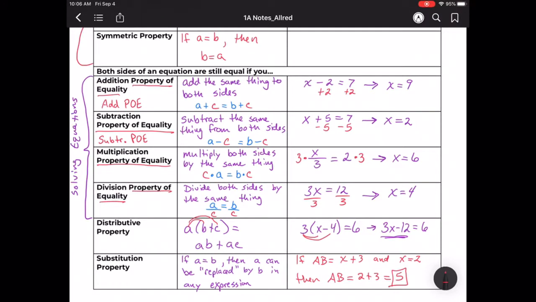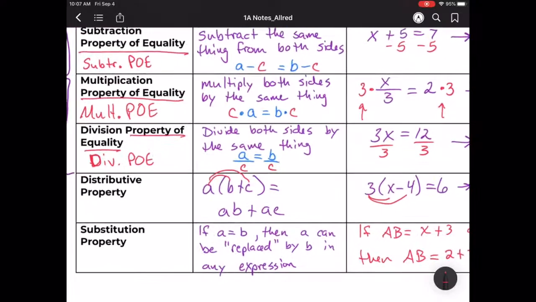When you multiply both sides of an equation by the same thing, like in our example here, where I multiply by 3 on the left and by 3 on the right, I'm using the multiplication property of equality, or mult, period, POE. Same thing for dividing something on both sides to solve, like the example, dividing by 3 on both sides to get x equals 4. The reason is division, POE. Okay, and so those are our properties of equality for solving equations. We're going to use those.